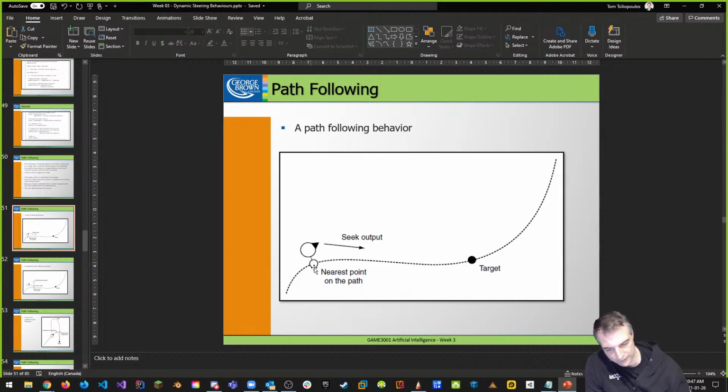So the path following behavior basically says I want to keep cohesion, or the distance, between the autonomous agent and the path that it's following. Okay, so that's kind of how path following looks. I'm not asking you to do this for assignment number 1 or even for assignment number 2.